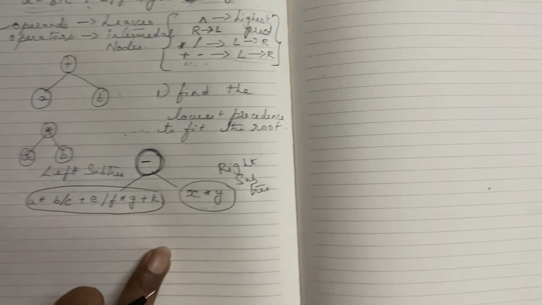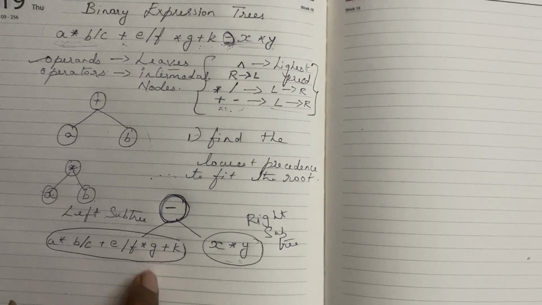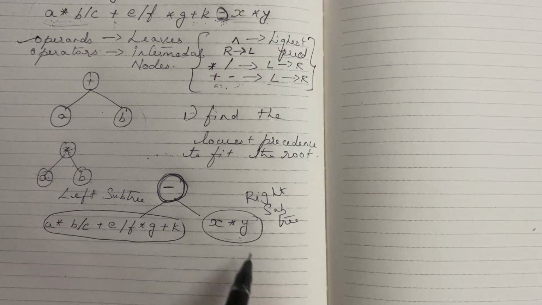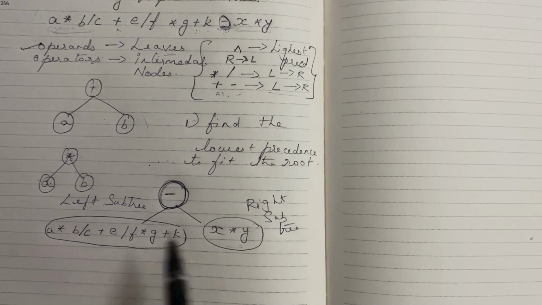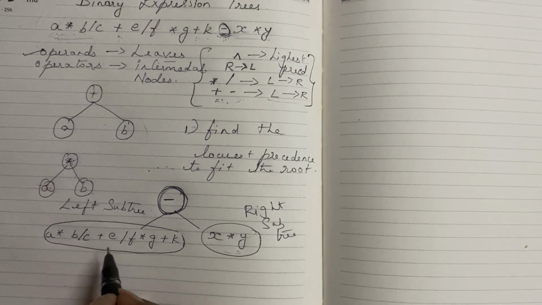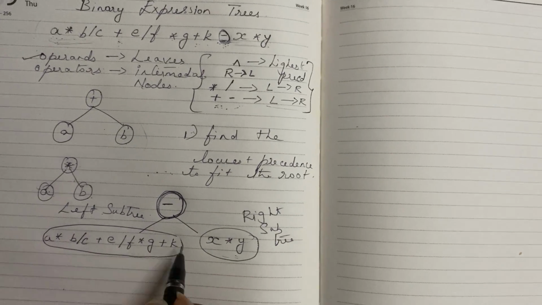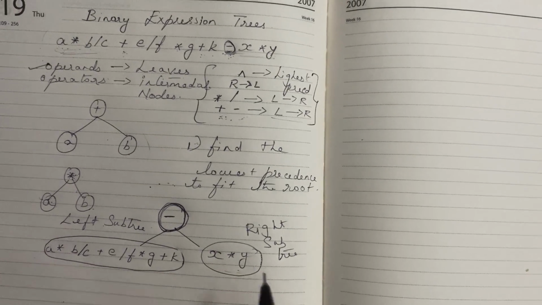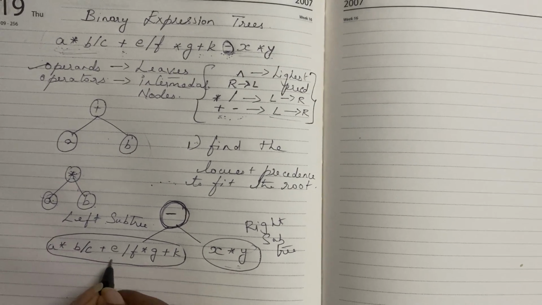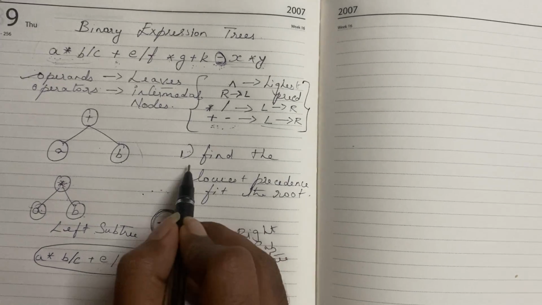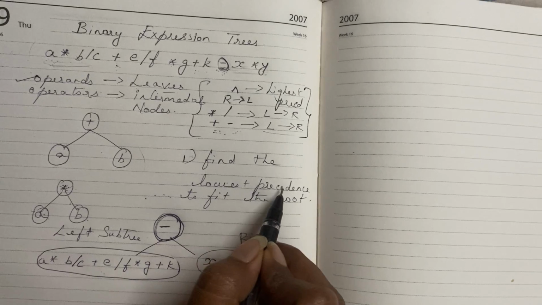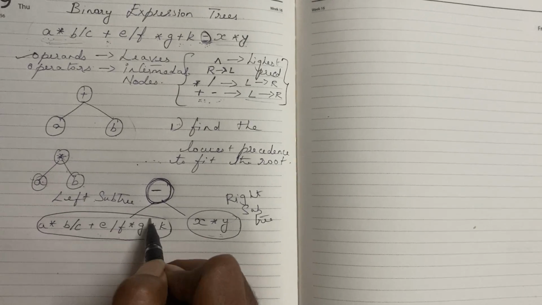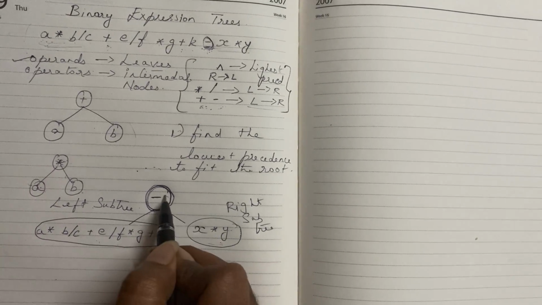All right, clear with this? So again you have to find the lowest precedence. First you solve the left subtree, then you can come to the right subtree, or you can solve the right subtree first and then the left subtree. It's just up to you. First we will solve this left subtree because the expression is very big. We will solve this and then we can come to the right subtree. So what is our next step? Again we follow the same step: find the lowest precedence to fit the next root of this particular subtree. For this left and right node, we have this to be the root node.